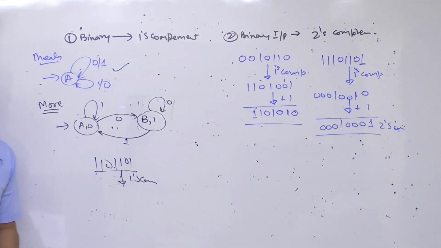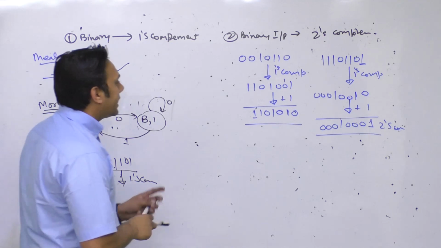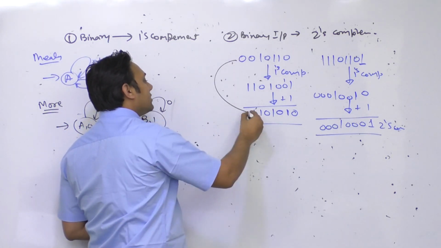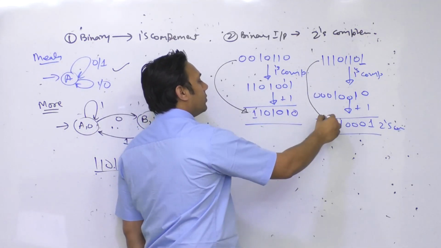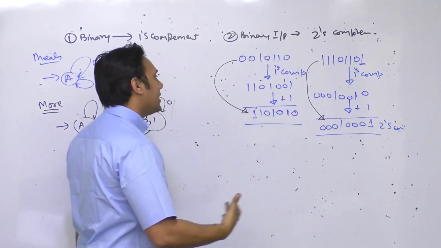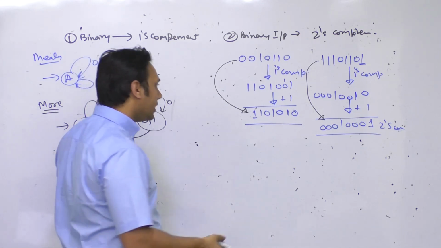Is that clear to everyone? How can you find the 1's complement and the 2's complement? So directly from this input also you can find this output. So how can you do it? Let me take you one more example and then you will be able to understand it more clearly.